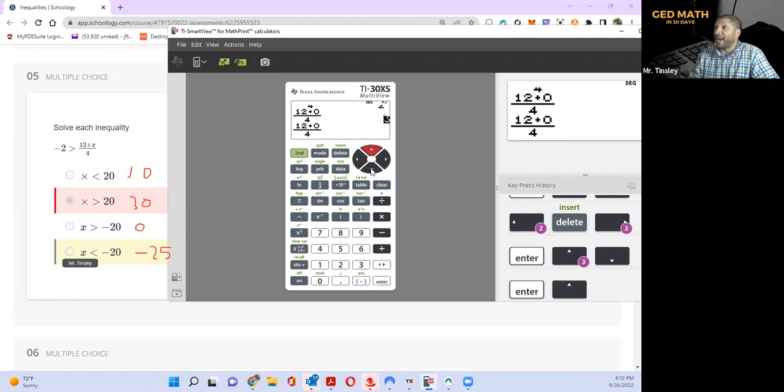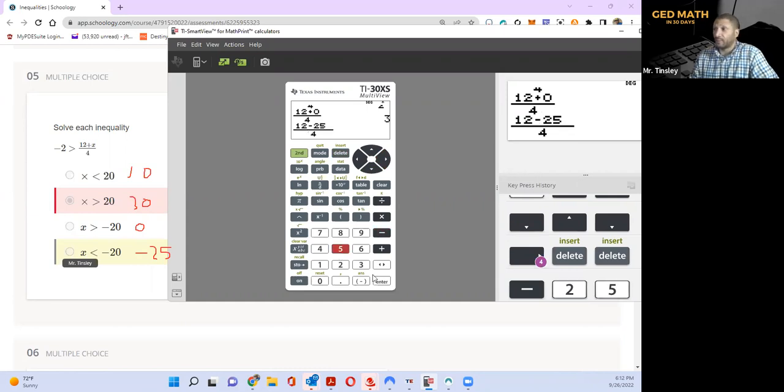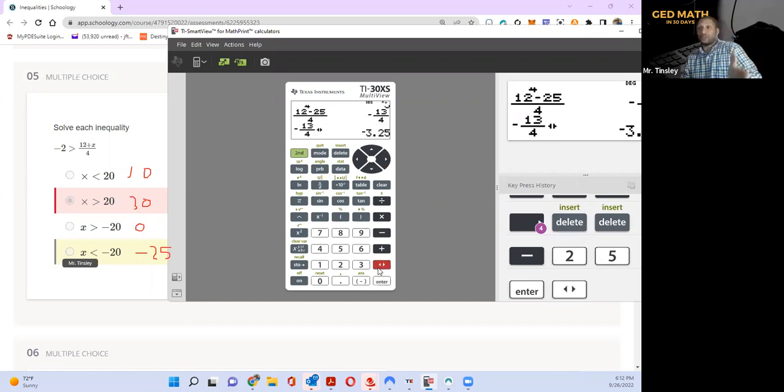And we didn't do any algebra at all. -25. Right? Enter. So let's change that to a whole number. Is -2 greater than -3.25? Yes. And that's with no algebra at all. That's just using the multiple choice to substitute that number in to get your inequality. That was easy. Or much easier than trying to solve that longer problem.